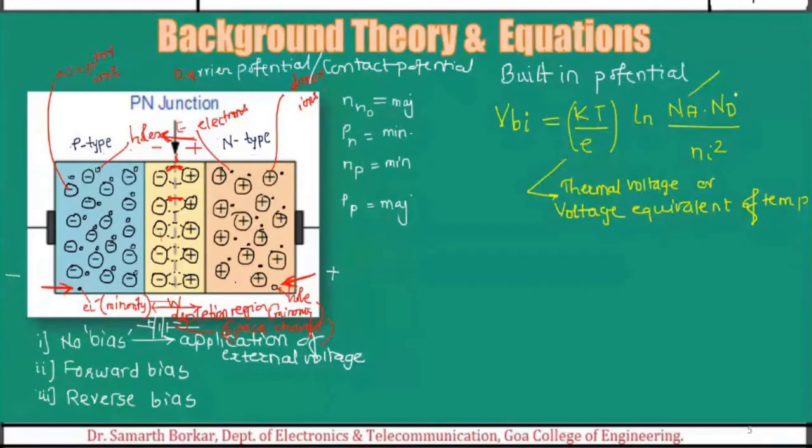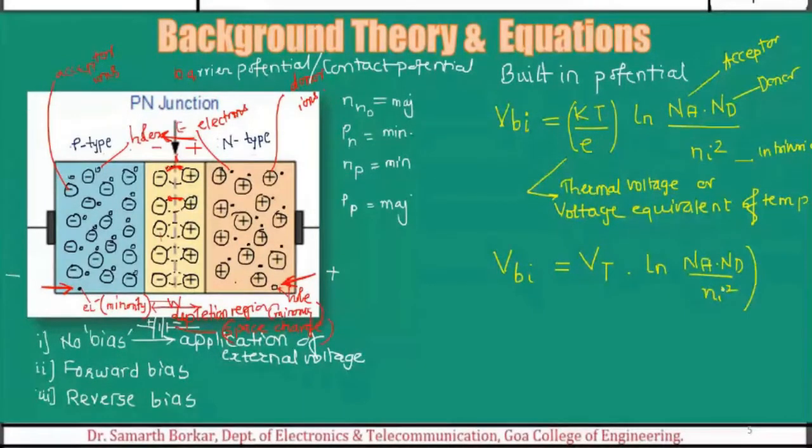Acceptor concentration, donor concentration, and this is Ni. Ni is the intrinsic concentration. Fine. Now we can also write this kT by e as Vt. So the built-in potential VBI equals Vt natural log of Na Nd by Ni square.